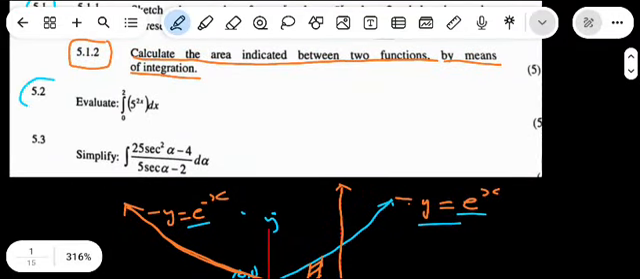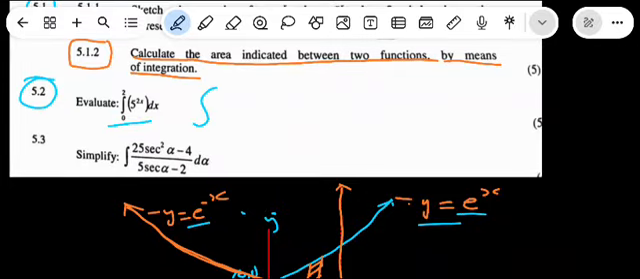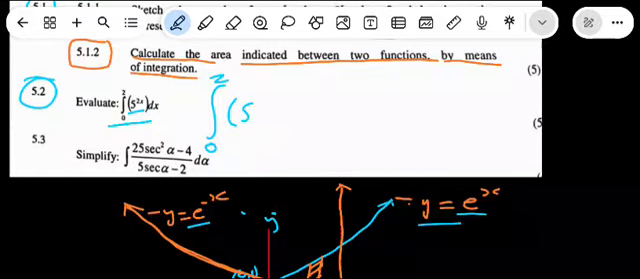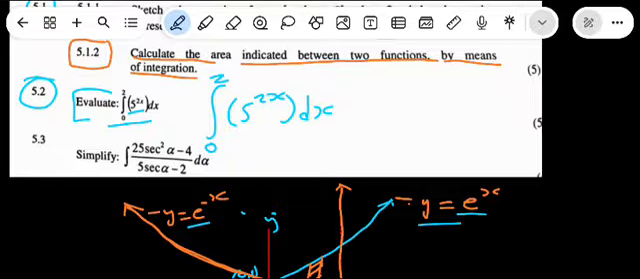So what about 5.2? We have this integral. They've given the integral there, as you can see: the integral from 0 up to 2 of 5 raised to the power of 2x dx. It says evaluate this integral. So we have to determine the value of this integral.